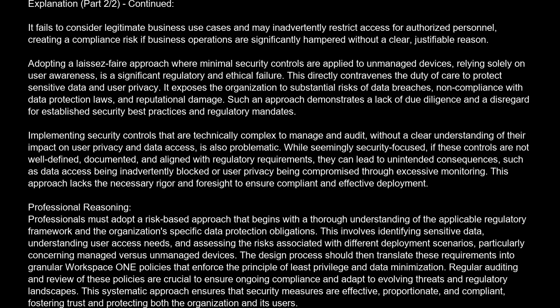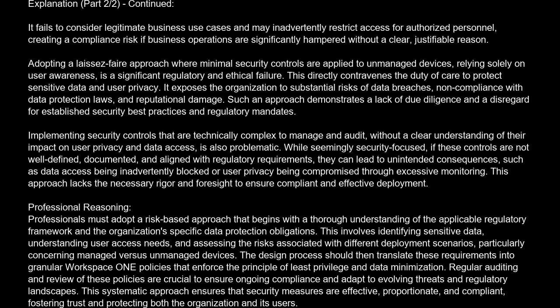Adopting a laissez-faire approach where minimal security controls are applied to unmanaged devices, relying solely on user awareness, is a significant regulatory and ethical failure. This directly contravenes the duty of care to protect sensitive data and user privacy. It exposes the organization to substantial risks of data breaches, non-compliance with data protection laws, and reputational damage. Such an approach demonstrates a lack of due diligence and a disregard for established security best practices and regulatory mandates.